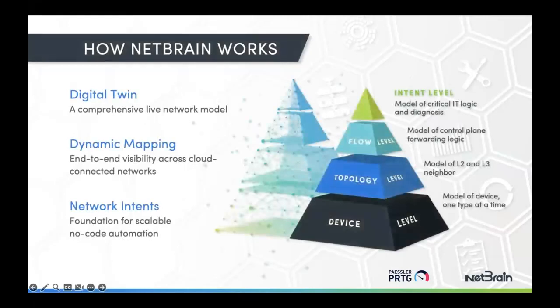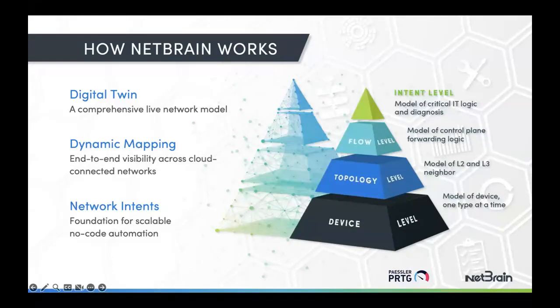But how do we do it? Well, at the very core of NetBrain lies the digital twin. So this is a mathematical model of the entire network, and it's created at multiple topology layers: layer 2, layer 3, overlay, underlay, VPN, tunnels, etc. So this enables many of the automation capabilities I've just spoken about.